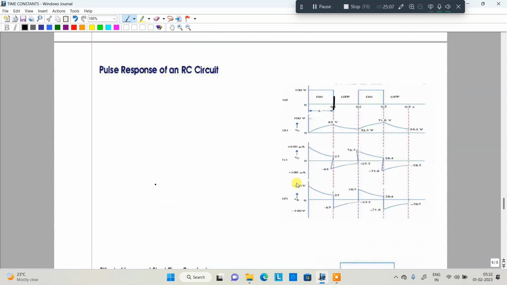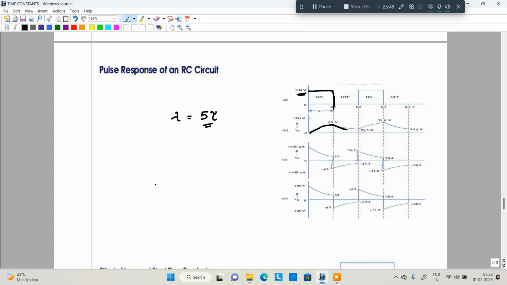Then we are moving to the pulse response of RC circuit. In this particular diagram, this is a pulse I provided to the circuit. For example, the pulse lasts up to 5 time constants. Then it is no problem, because the capacitor voltage increases, and at one time constant it is 63 volts out of 100 volts. One time constant is 63% of its final value.